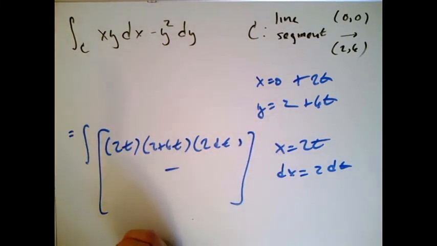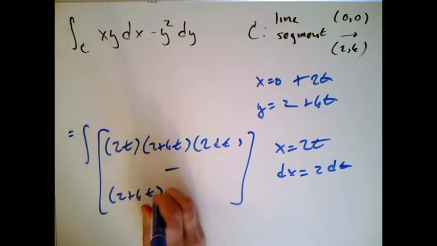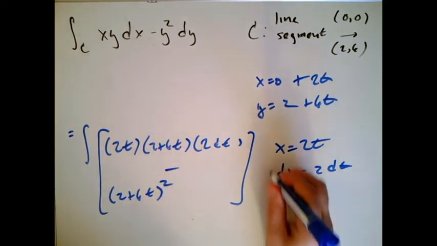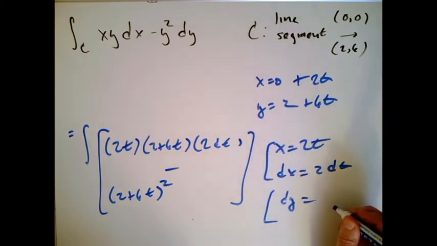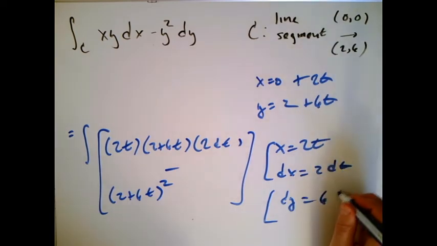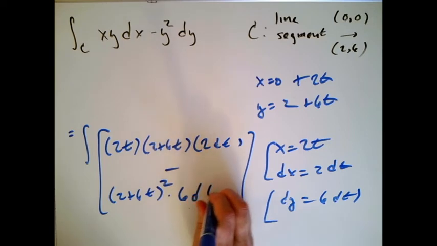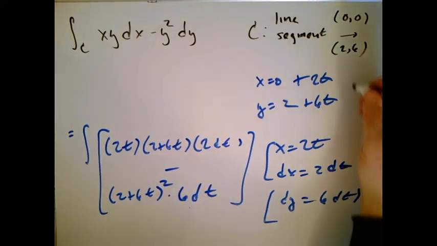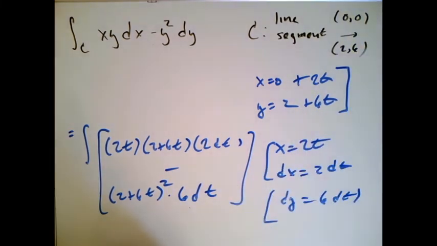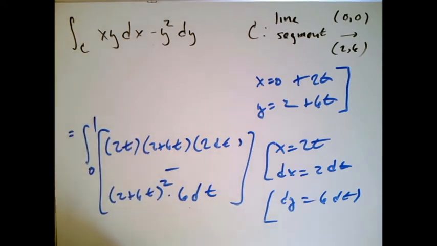And I put a big fat minus. y squared is just going to be (2 plus 6t) squared. I want dy. What's dy? Again, doing this like you did your substitutions, that's just going to be 6 dt. Like this. Let's see here. When we write down this kind of parameterization, remember that when t is 0, we're at the starting point. When t equals 1, we're at the ending point. So this just goes from 0 to 1. And we just get our integral.